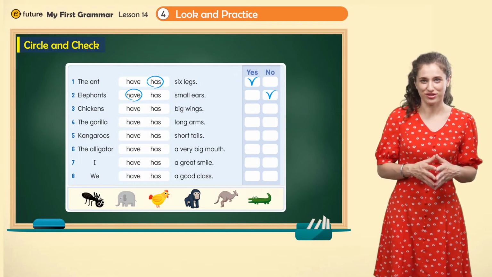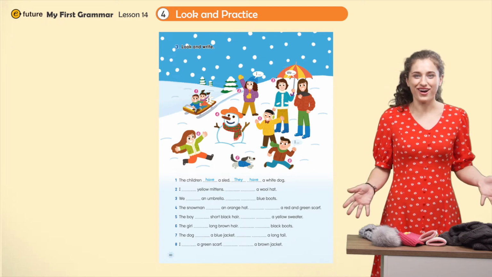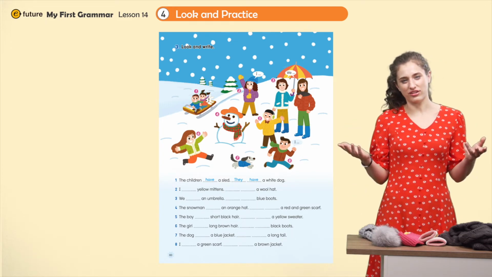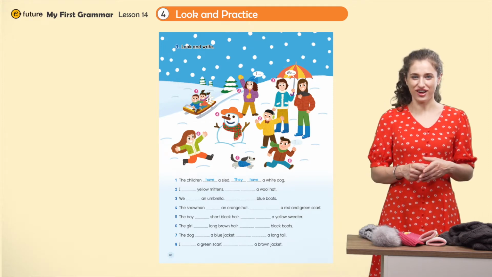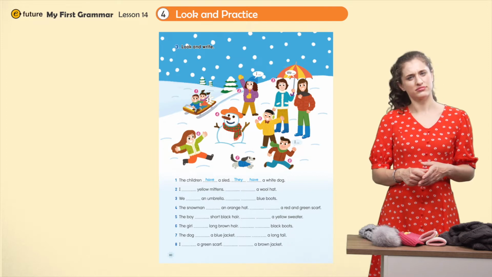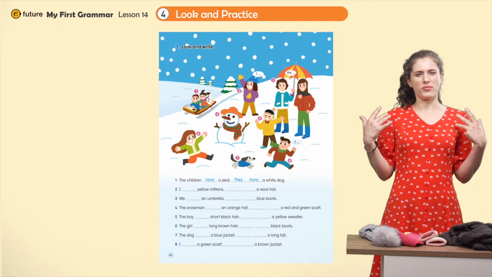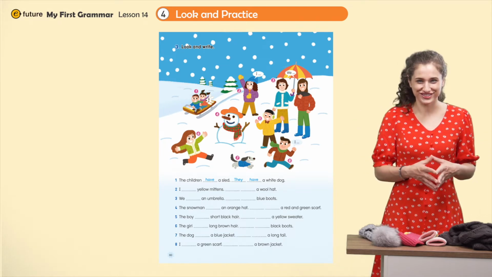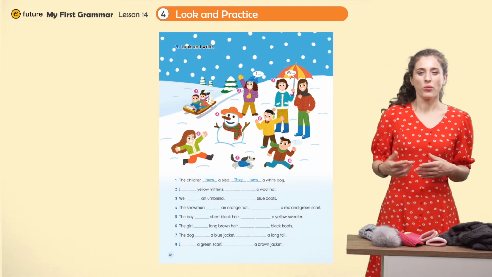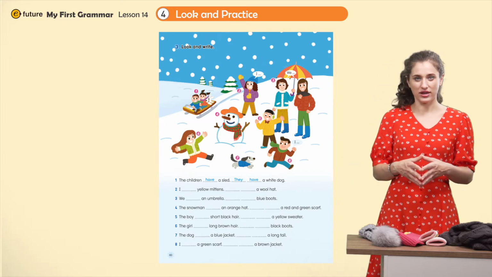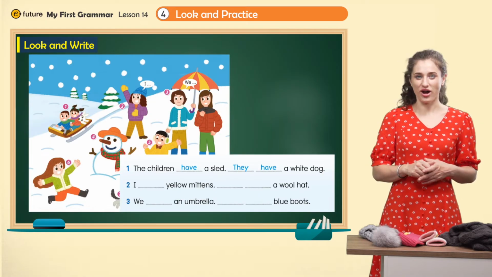Now let's do number 3. Look and write. Wow, look at this. What's the weather like? It's snowing. The children are having fun in the snow. They all look very excited. Do you see the snowman? Yes? What does the snowman have? A hat and a scarf? On a snowy day, I always have my mittens. Wool hat, scarf, and umbrella. How about you? Okay, let's do number 1 together.